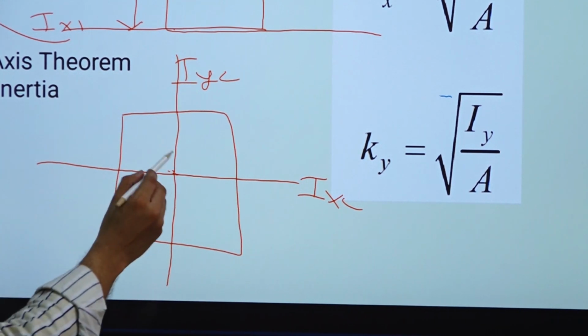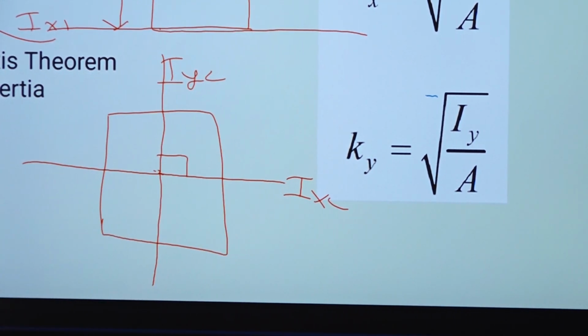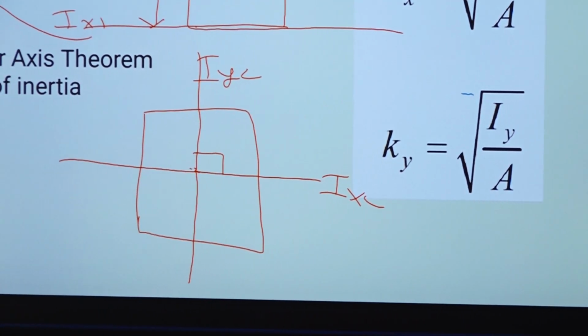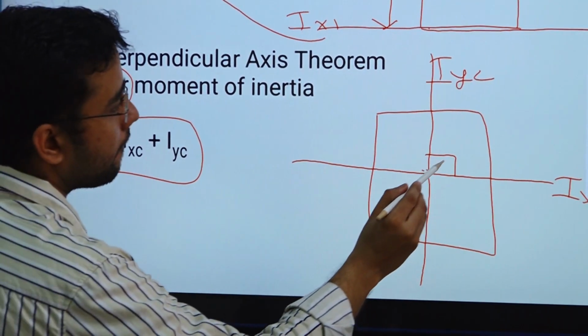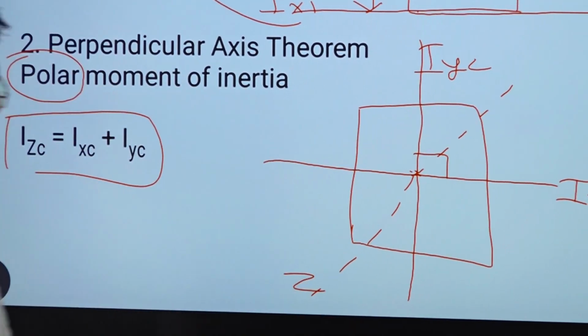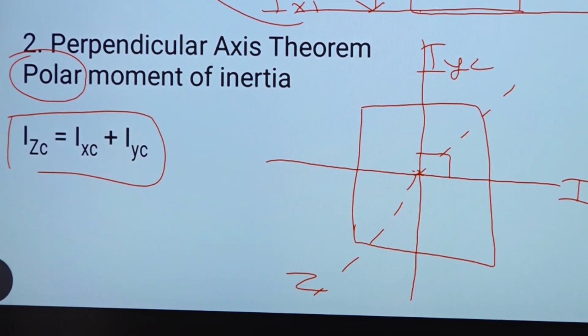These two axes should always be perpendicular. Once you have found Iyc and Ixc, you can simply add them. Then you will find Izc. Z is nothing but this Z axis. In that way, you can find the polar moment of inertia.